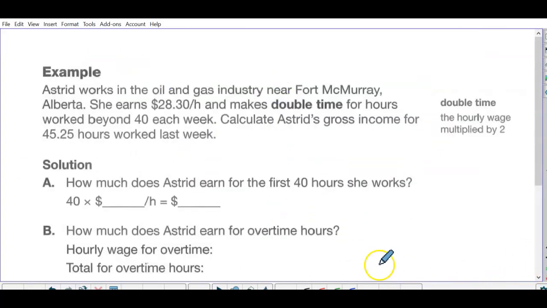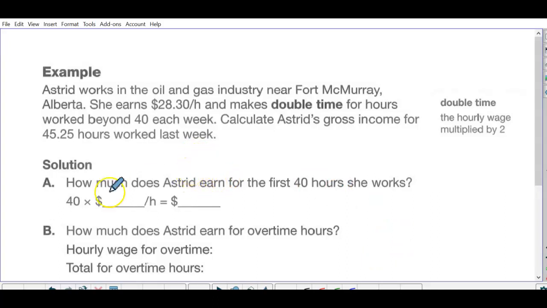Next, Astrid works in the oil and gas industry near Fort McMurray, Alberta. She earns $28.30 per hour and makes double time for hours worked beyond 40 in a week. Calculate her gross income for 45.25 hours.